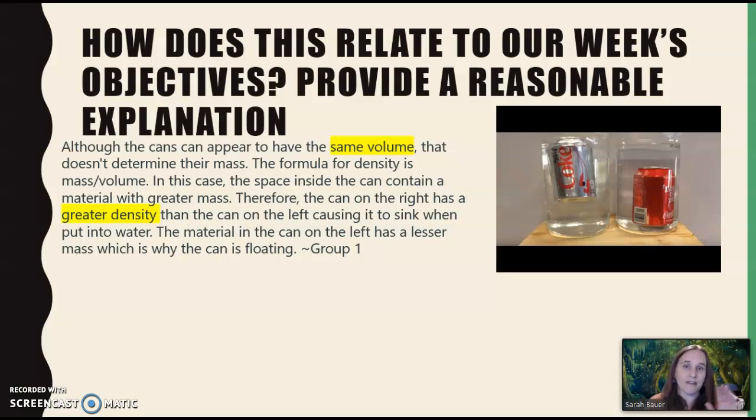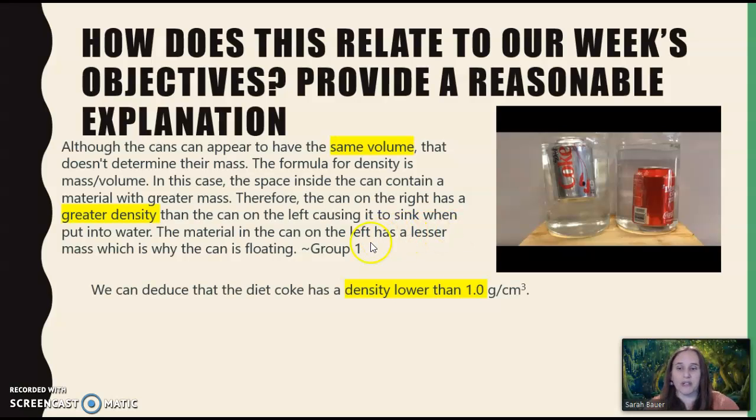So if they have the same volume but not the same density, then the only thing left to consider is their mass, which the student points out. The material in the can on the left must have a lesser mass than the other. And another student pointed out that we can deduce, we don't know its exact density, but we can deduce that this can must have a density lower than 1, and this can must have a density greater than 1, because the density of water is 1.